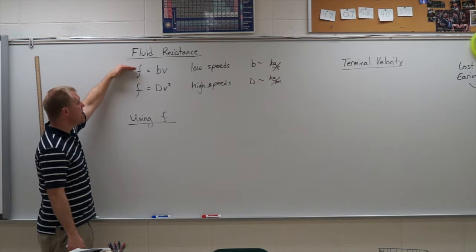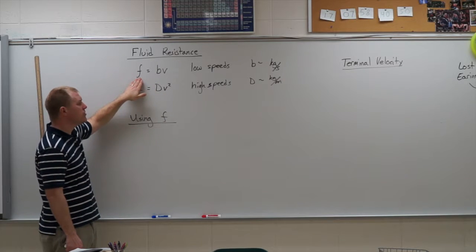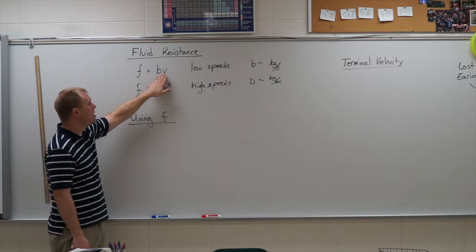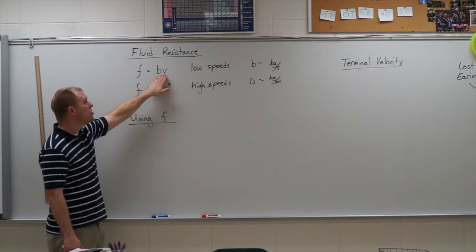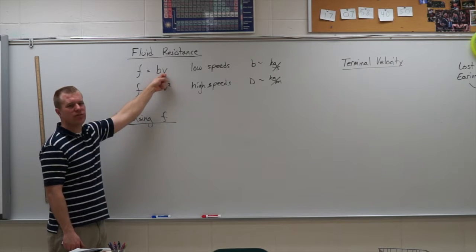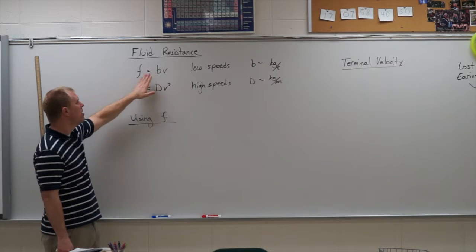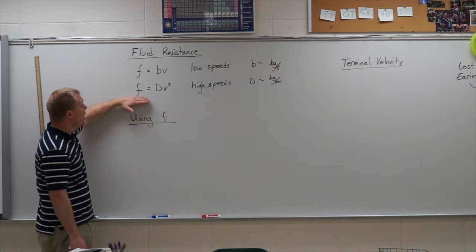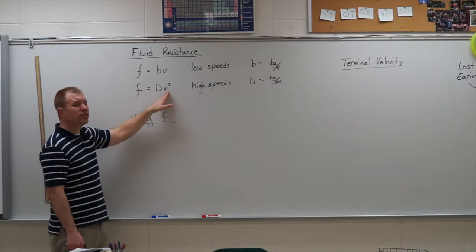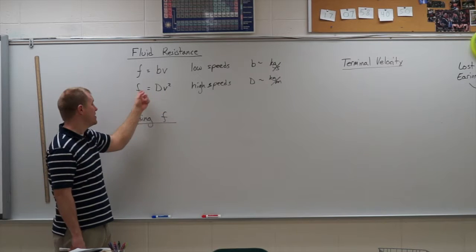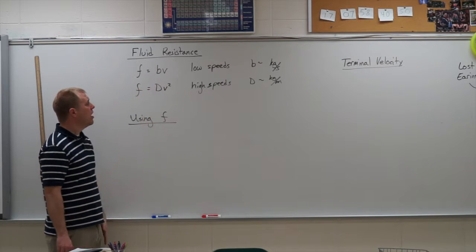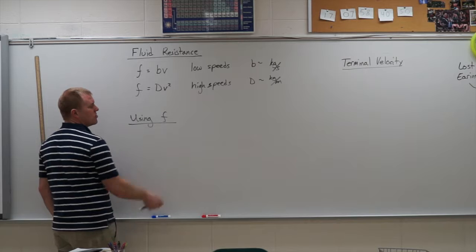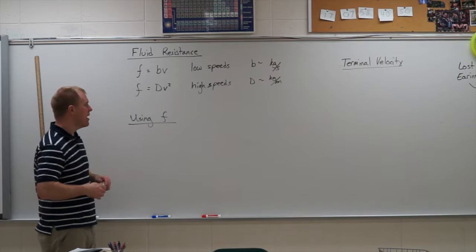So for low speeds, you're going to have the force of resistance proportional to the velocity to the first power, and it's going to be in the opposite direction of the velocity. So sometimes you'll see a negative here. This is just a magnitude equation, so I don't have it. Or you might see it as proportional to the velocity squared. Again, this is a magnitude one, but this one you didn't need the negative because it gets squared out. So that's why we leave it out.